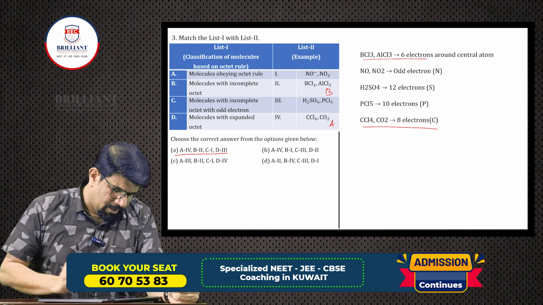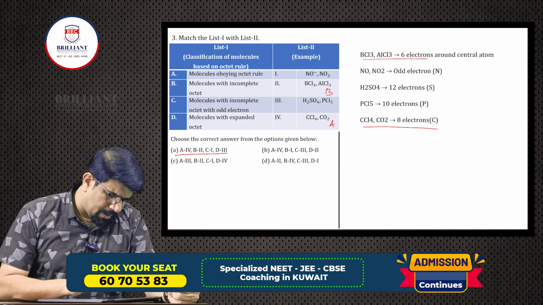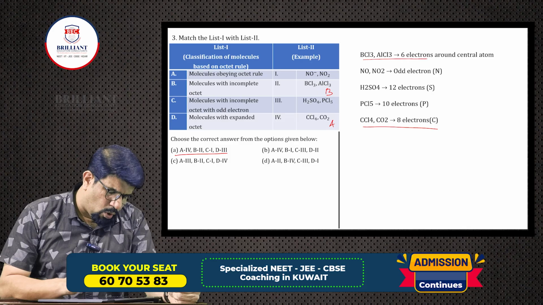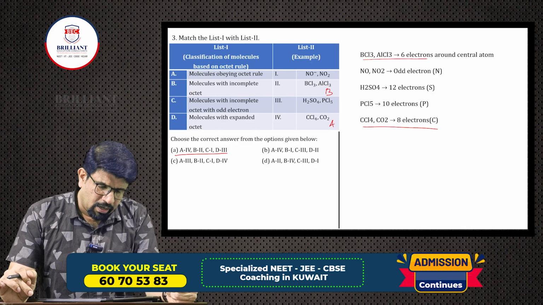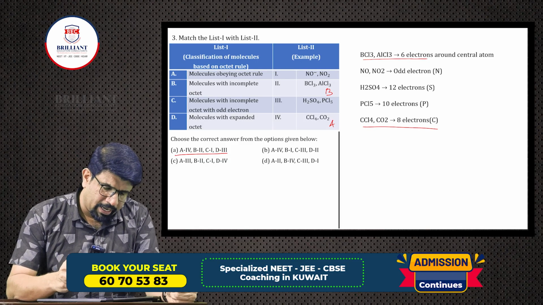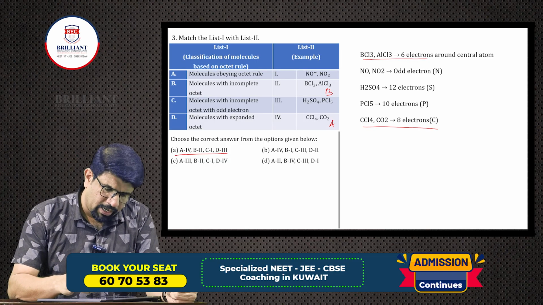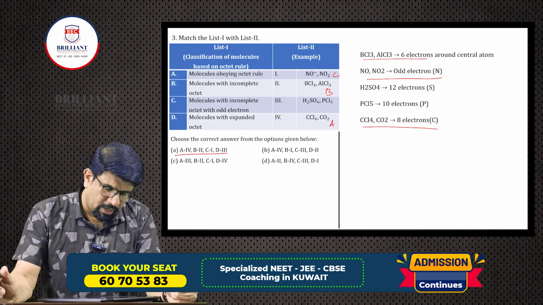Here you can see the molecules with an incomplete octet with odd electrons. Which molecule has an odd number of electrons with an incomplete octet? NO and NO2, right? So C, that one is C, right?